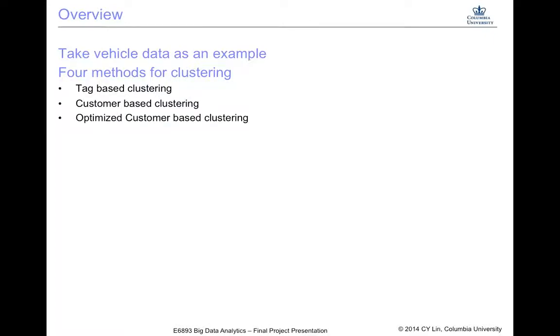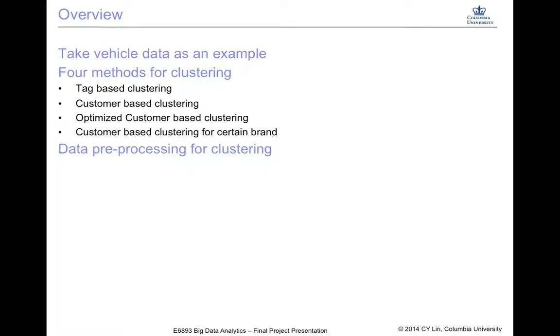In this project, we take vehicle data as an example to introduce our methods. We mainly use four methods for clustering, which are the tag-based clustering, customer-based clustering, and furthermore, we developed optimized customer-based clustering and, in particular situation, the customer-based clustering for certain brands.